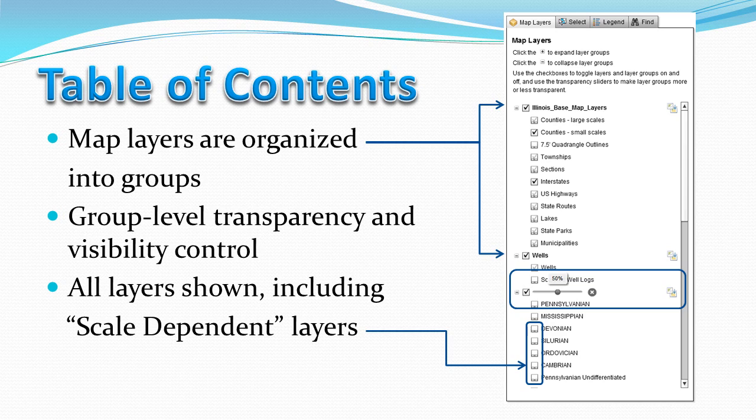The table of contents has changed because now the map layers are a little bit more organized. You can change the transparency of these group layers, and it shows all of the layers that are available, not just the ones that are visible right this second.